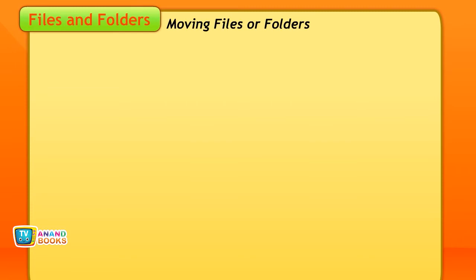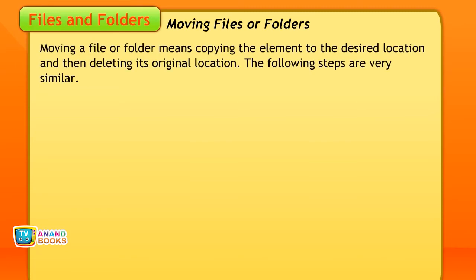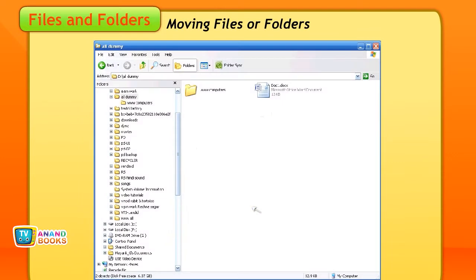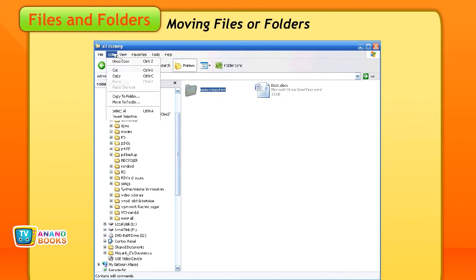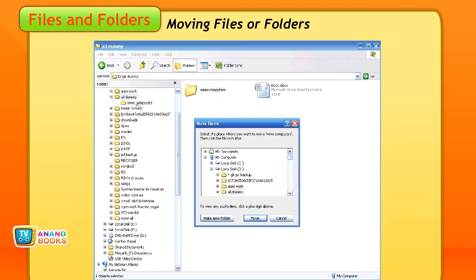Moving files or folders. Moving a file or folder means copying the element to the desired location and then deleting its original location. The following steps are very similar. 1. Select the file or folder you want to move. 2. Click Edit, Move to Folder, which will open a new window titled Move Items. 3. Search for the folder where the elements are to be moved to. 4. Once the folder is selected, click Move.